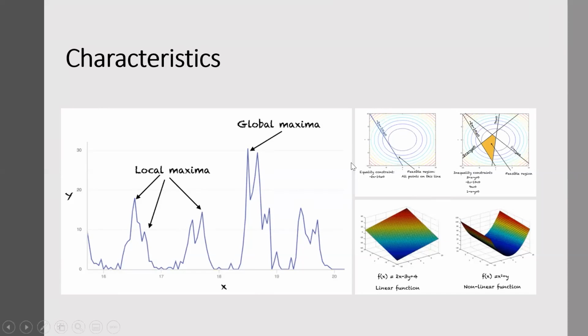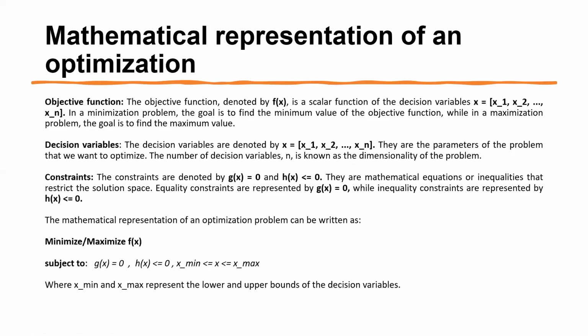So, having known this, let us move ahead and understand the mathematical representation of an optimization. The objective function, as we know, is denoted by f of x. When f of x is an objective function, the decision variables are parameters like x1, x2, and so on, and what we want to do with those decision variables: whether we want to minimize, maximize, and so on.